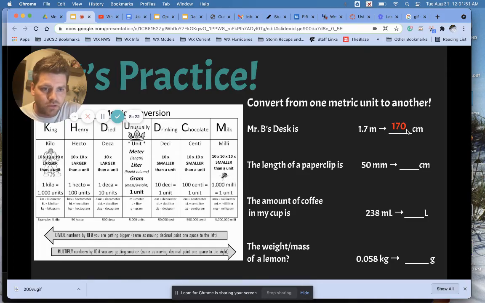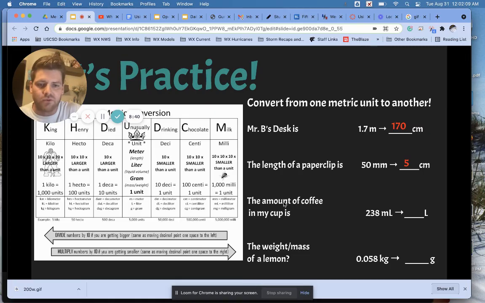1, 2. Same idea for the length of a paperclip. If we're starting at 50 millimeters, when we need to get to centimeters, we're here in millimeters, we need to get to centimeters, so we got to go 1 space to the left. So 50 becomes 5.